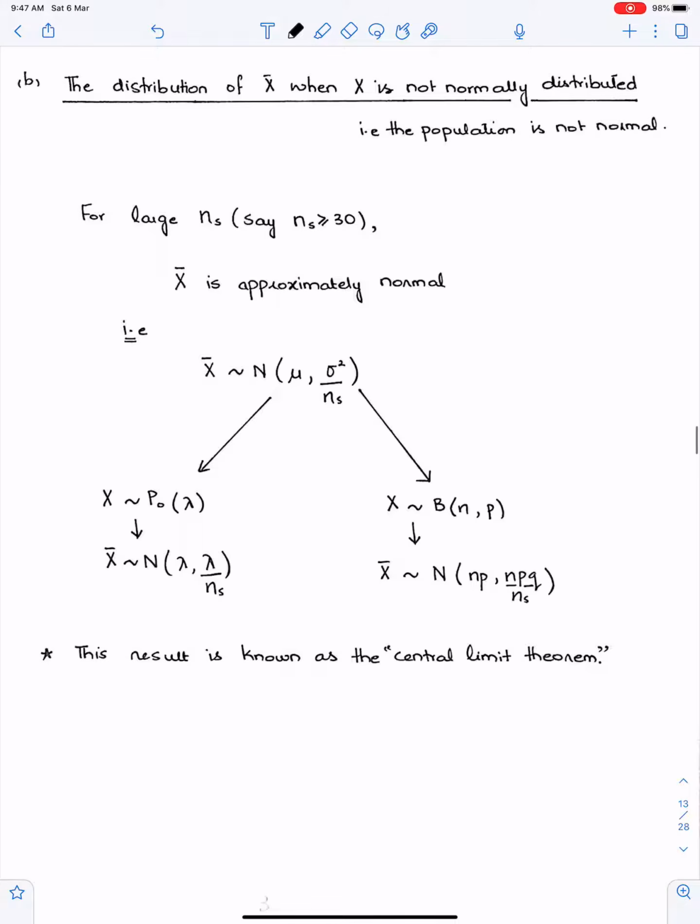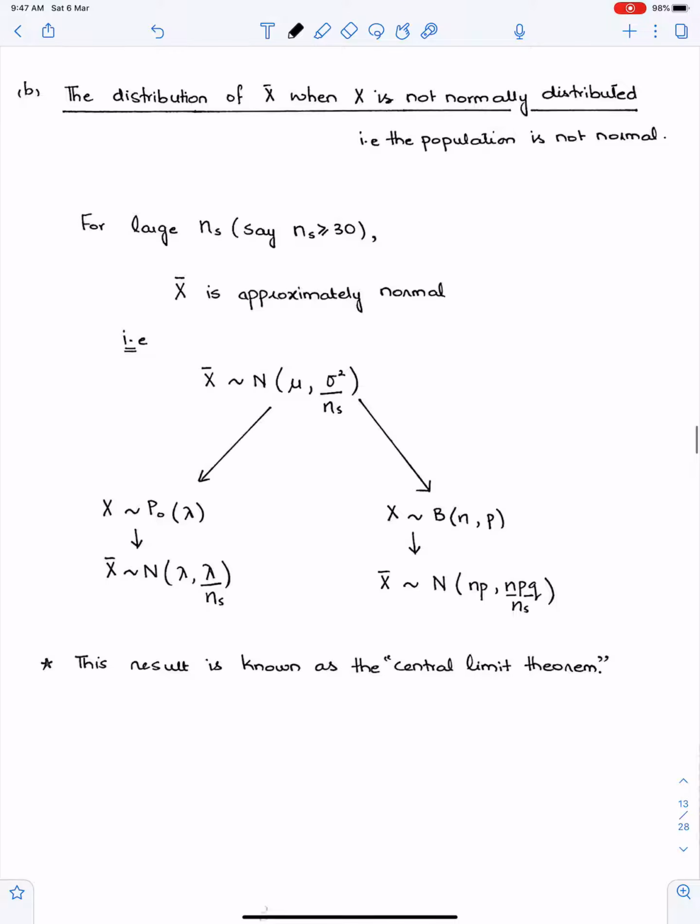Case 2 or B. The distribution of x bar, the sampling distribution of means, when x is not normally distributed. Now this is very important. What would be the distribution of x bar when x is not normally distributed? X not normally distributed means the population is not normal. So for greater sample size, now this is very important. When the population is not normal, then for large samples, say n greater than or equal to 30, x bar is approximately normal.